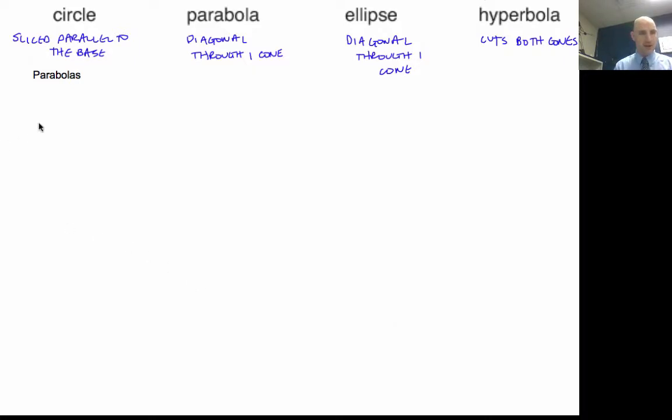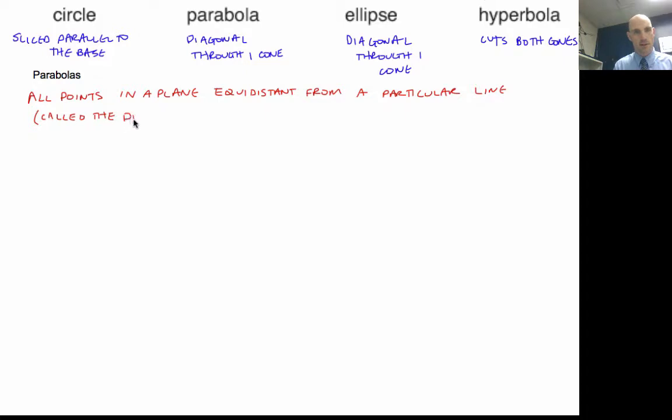But the technical definition of a parabola is all points in a plane equidistant from a particular line called the directrix and a point called the focus.